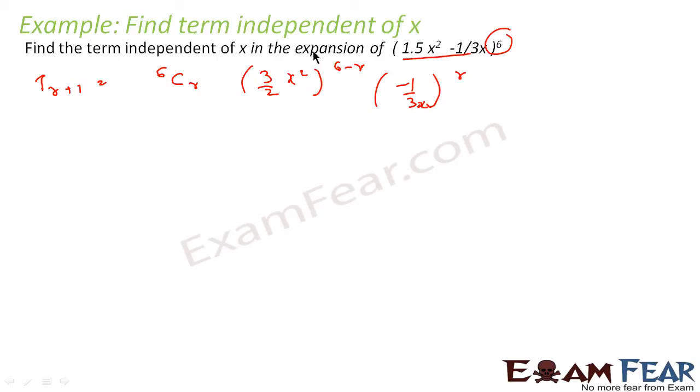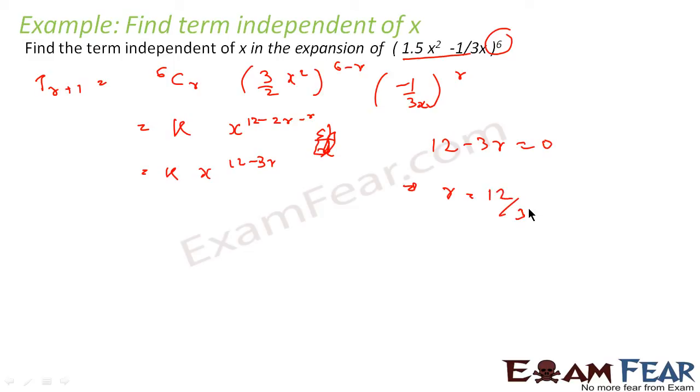Now we are saying that this term is independent of x. So let's take some constant k and concentrate only on the power of x. So this becomes x to the power 2 into 6, which is 12 minus 2r, and 1 by x to the power r becomes x to the power minus r. So we have k into x to the power 12 minus 3r. And we are saying this term is independent of x, so 12 minus 3r is equal to 0. That means r is equal to 12 by 3, which is 4.